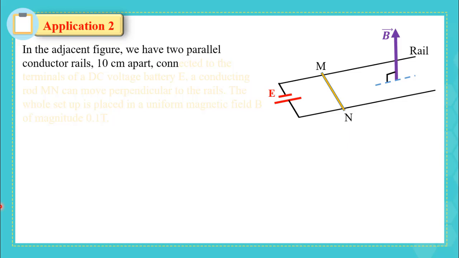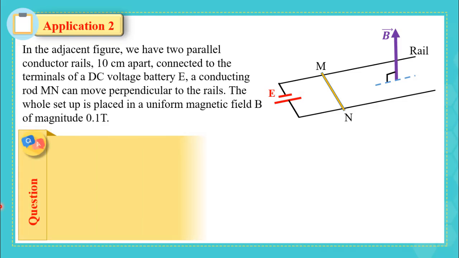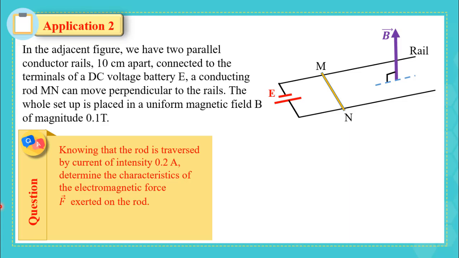Let's solve application 2. In the adjacent figure, we have two parallel conducting rails 10 cm apart, connected to the terminals of a DC voltage battery of electromotive force E. A conducting rod MN can move perpendicular to the rails. The whole setup is placed in a uniform magnetic field B of magnitude 0.1 tesla. The question is, knowing that the rod is traversed by the current of intensity 0.2 ampere, determine the characteristics of the electromagnetic force F exerted on the rod.